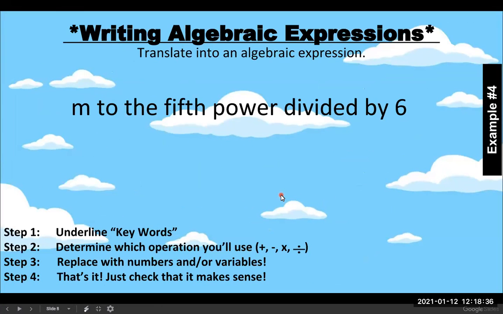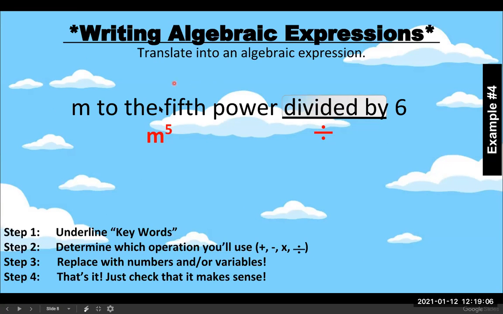So m to the 5th power divided by 6. Okay? So what's the word that means the operation here? That means the word that means adding, subtracting, multiplying, or dividing. Well, divided by. What does divided by mean? Divide. Okay.